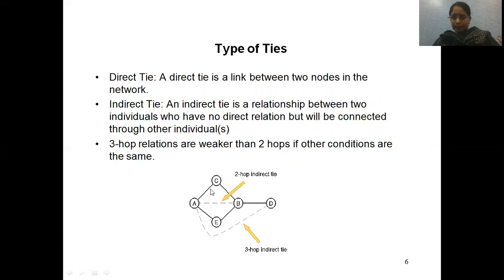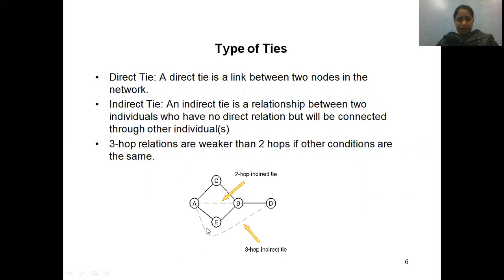The next is the indirect tie. In this diagram, there is no direct connection between A and B, but C is a common friend of A and B, and E is also a common friend of A and B. So maybe in future there will be an association between A and B. That will be considered an indirect tie, which the network can have in future. Three hop relations are weaker than 2 hops.